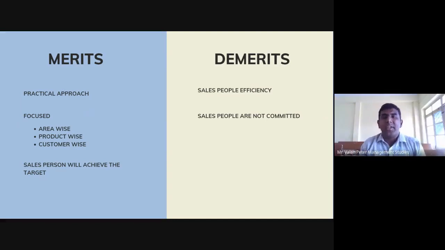Even though we give you 100% content, you may be getting very little. A practical approach is always very good. Hands-on is very, very important. And then focused. Here the salesperson will have more focus.